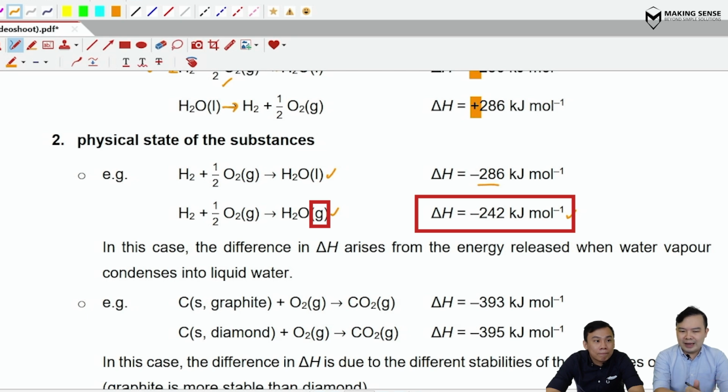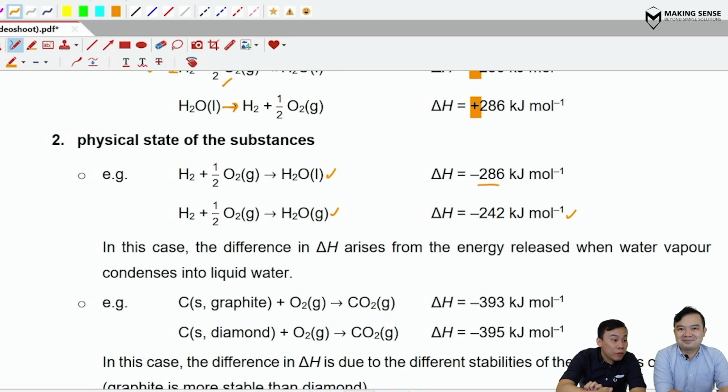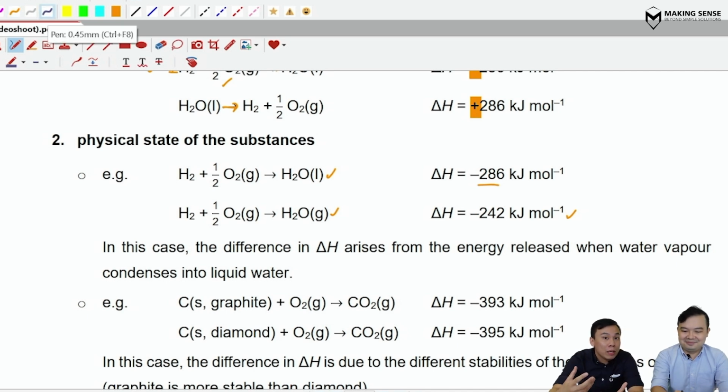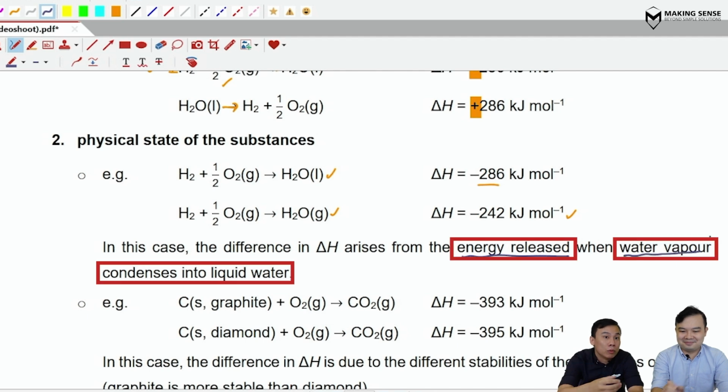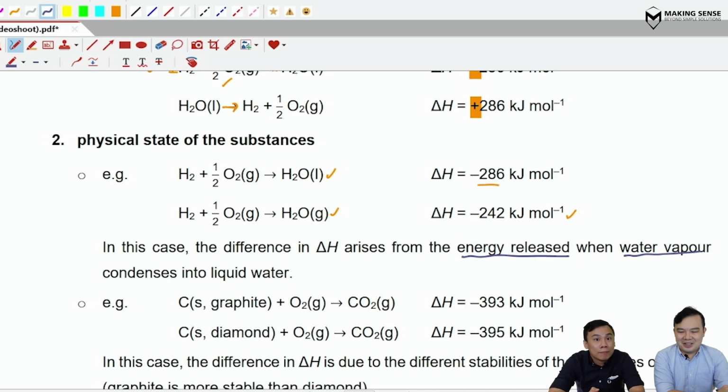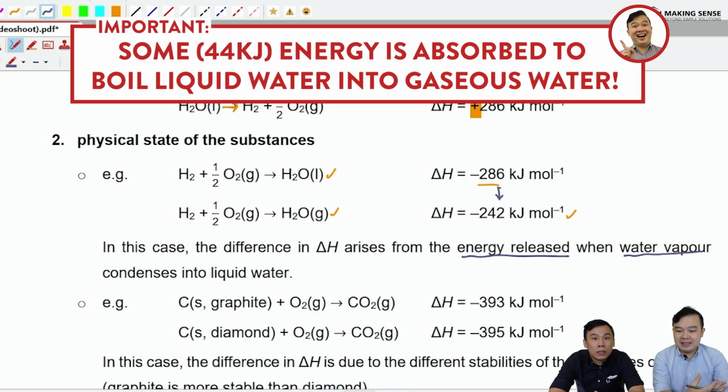Mr. Yap, can you remind me why there is a switch when you change the state? When you change from liquid to gas, you are going to use energy to vaporize the liquid. So some energy has to be used up to convert the liquid into gas. That's why when you change from liquid water to gas, the enthalpy change actually becomes less exothermic. That's right. The difference in this energy represents the energy that you need to turn from the liquid into the gaseous state.